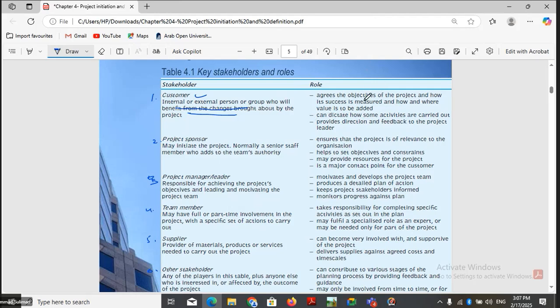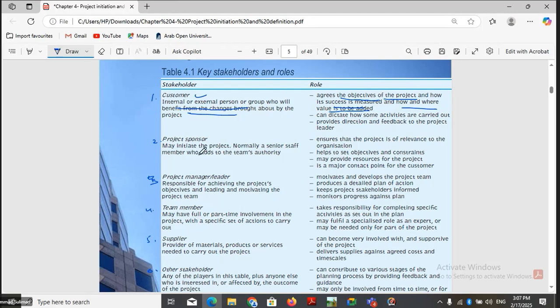The role of the customer is that they agree to the objectives of the project and how its success is measured, and how and where the value is to be added. They can dictate how some activities are to be carried out. They provide some details about the activities, like how to carry them out and so on. They may also provide some feedback to the project leaders about the activities, or during the testing phase, they can provide some feedback.